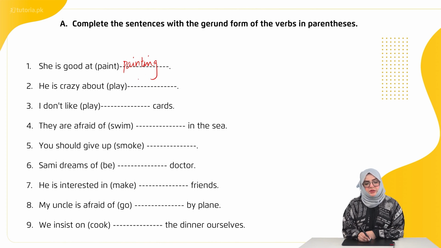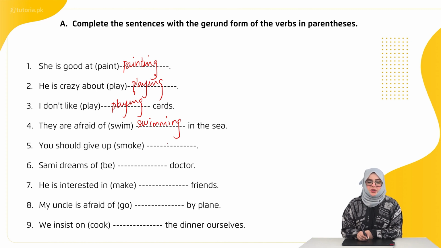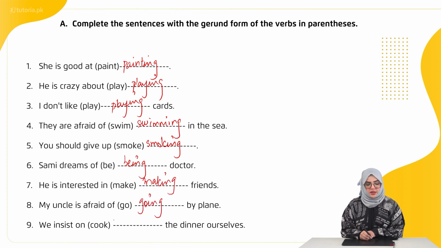Second is he's crazy about playing. I don't like playing cards. They're afraid of swimming in the sea. Fifth is you should give up smoking. Sixth is Sami dreams of being a doctor. Seventh is he's interested in making friends. Eighth is my uncle is afraid of going by plane. Ninth is we insist on cooking the dinner ourselves.